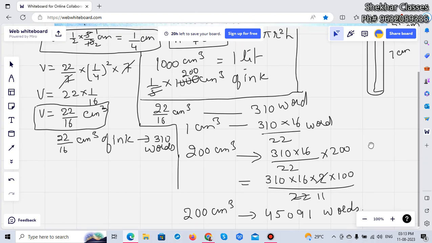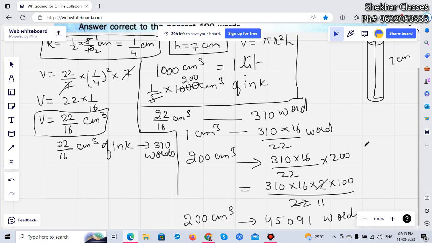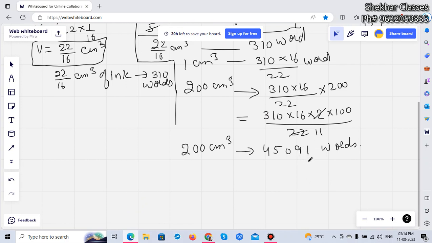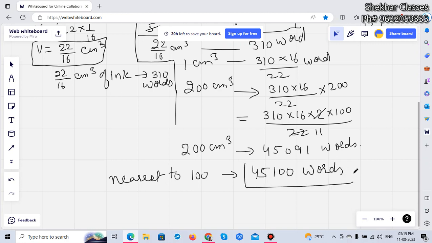But if you read the question, it says we have to find nearest to 100. So we can't take 90 or 50 like that. Nearest to 100 should be in hundreds here. If it is 50 or more than 50, it will become 100 here, right? So it will be 45,100 words, and this is the answer.